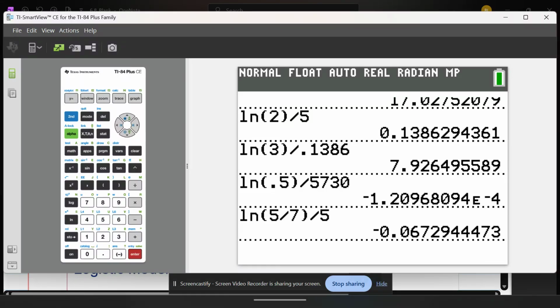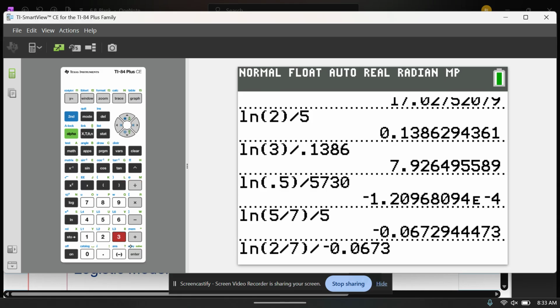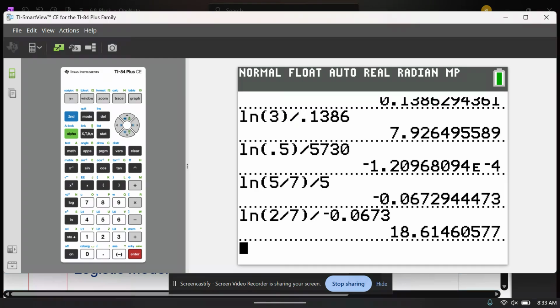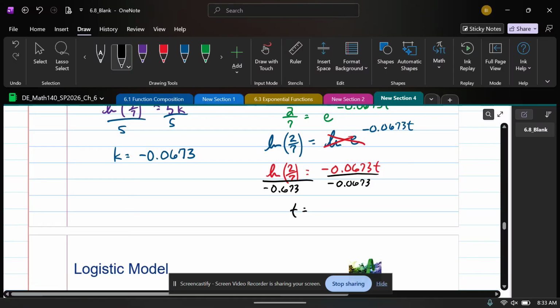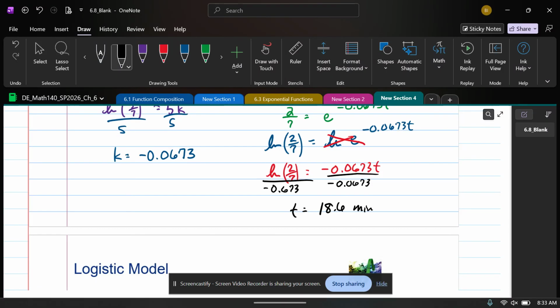So I got about negative point... Is that what you got? Okay, 6, yeah. And here I would round to probably 1 decimal place on the time because that's going to be like seconds, and we're not going to time it that perfectly, right? So 18.6 minutes is how long it's going to take it to cool off to that temperature. So we had to do 2 problems to be able to solve the one that they asked us about.